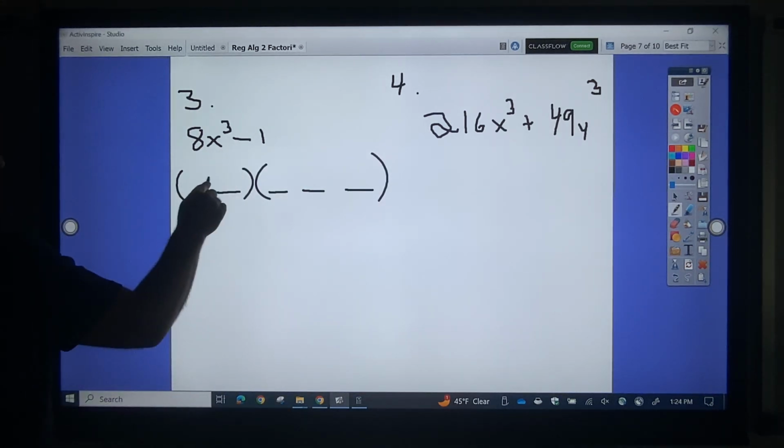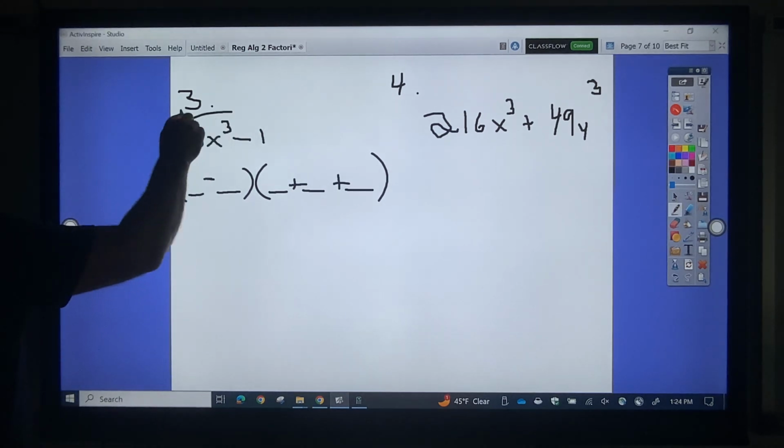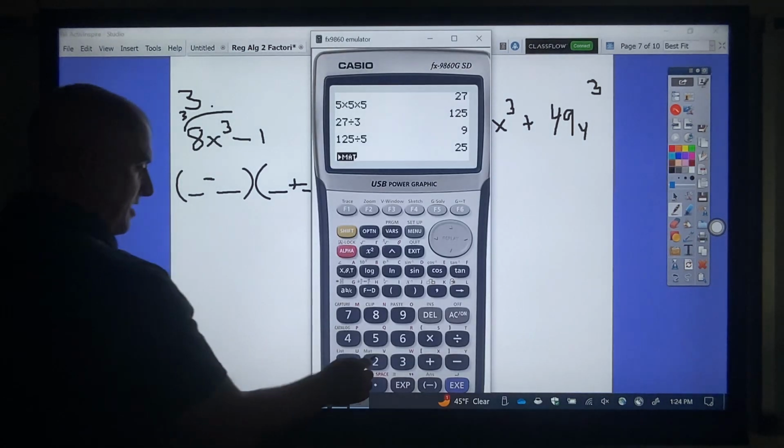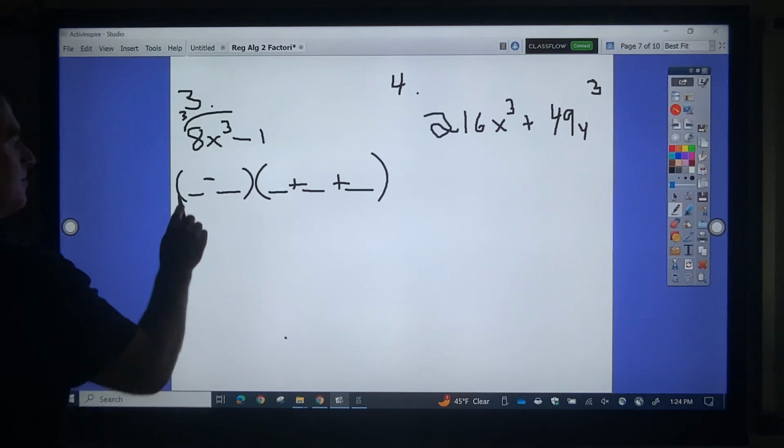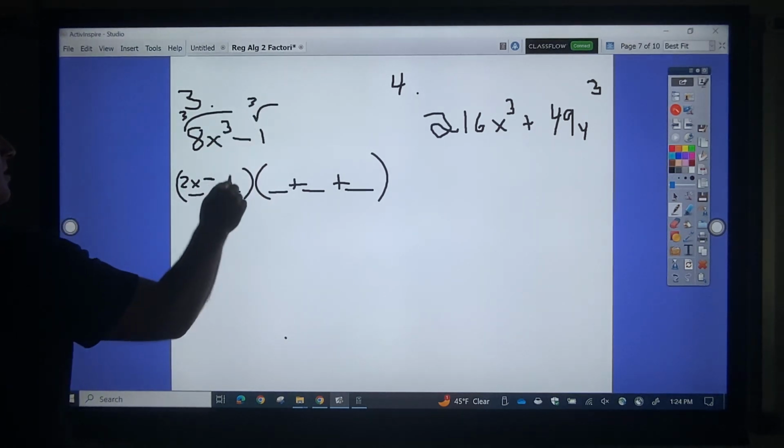Okay, that's a minus, plus, plus. Cube root of 8x cubed. Well, I think that's 2 times 2 times 2. Yep, that would be 2x. Cube root of 1, that's easy. That's just going to be 1.